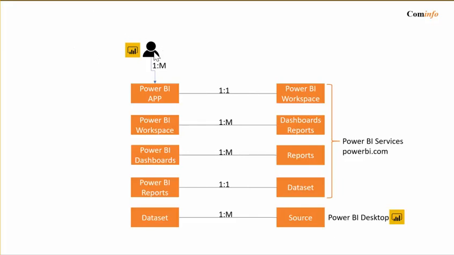relationships here, one business user can access many apps as long as they have access. One app is created on top of a single workspace. One workspace has many reports and dashboards. Each dashboard can access one or many objects from different reports. One Power BI report accesses a single data set. One data set at the desktop level can access data from multiple source systems.